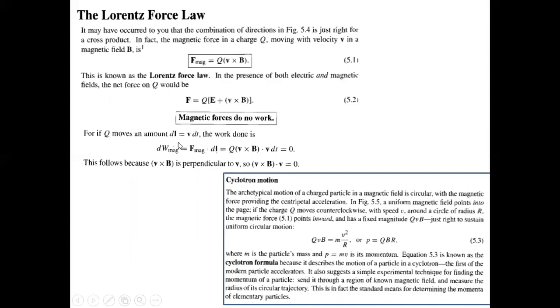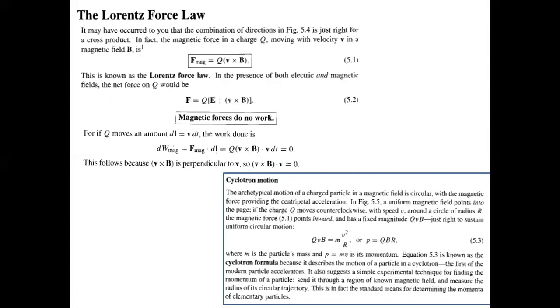in the case of any charged particle, if we consider the amount of work, it is the force of the magnetic force and displacement dl. Now we can replace this one with this equation, and dl as v dt. Then you can automatically see, because of this v here and here, it becomes 0. So basically the work done is 0, and that also gives you that it's a conservative force. The reason for this is that v cross B is perpendicular to v.